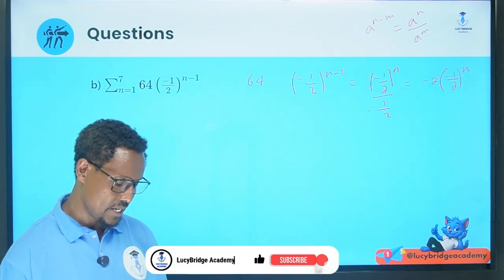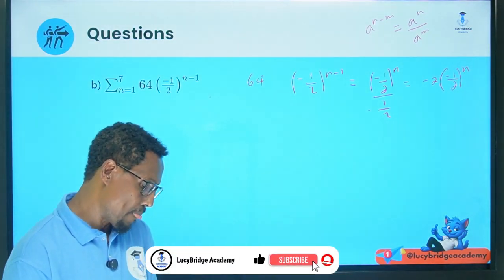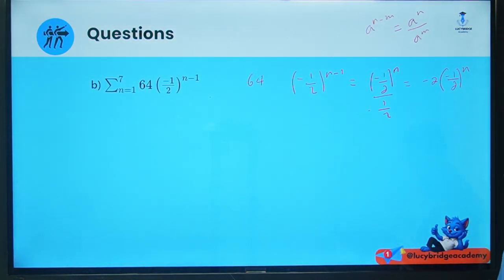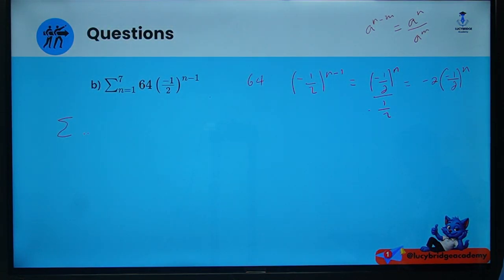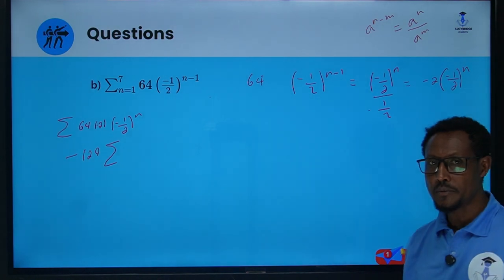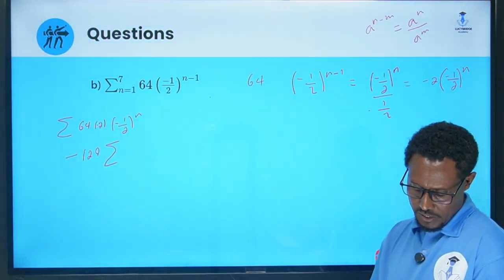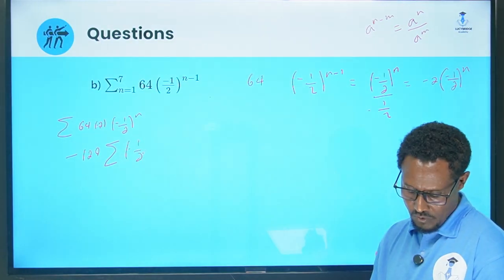Now, look, summation of 64 times 2 times -1 over 2 to the power of n. Okay, this is -2, which means -2 times 64, which is -128. 128 is a constant, so we can take it out of the summation. Since it is a constant, -128 times -1 over 2 to the power of n.